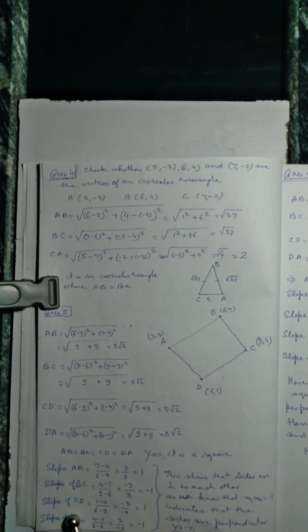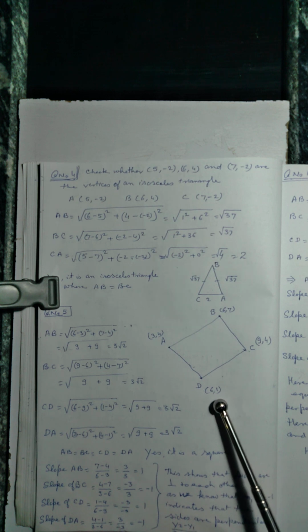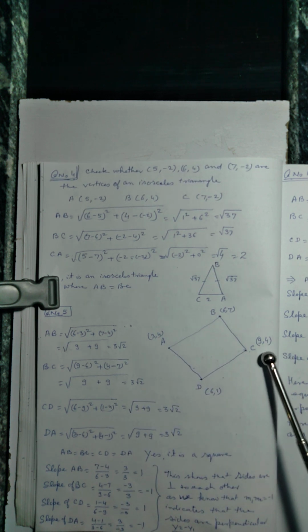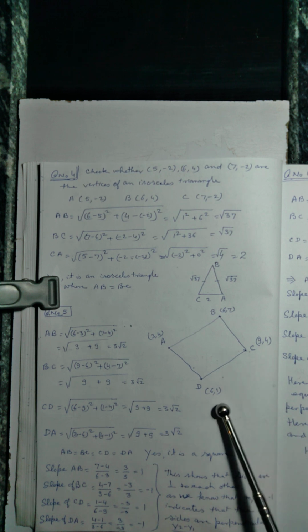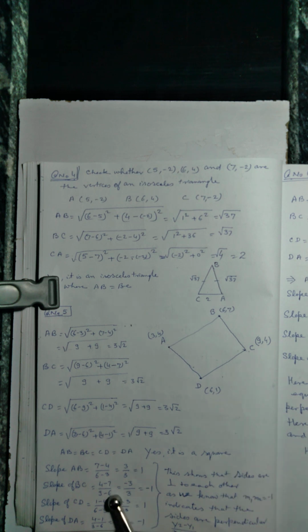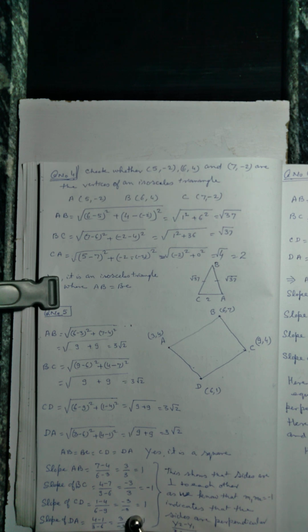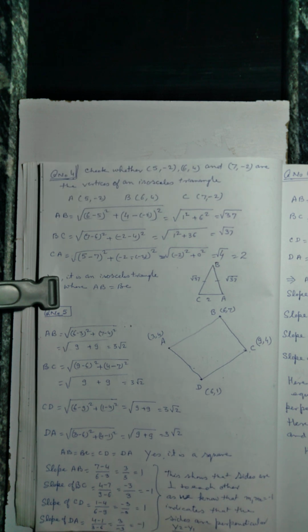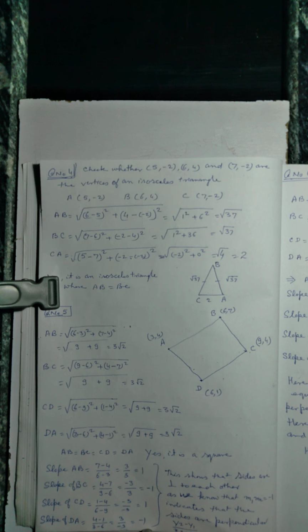Similarly, the slope of CD will be equal to 1 minus 4, means y2 minus y1, that is 1 minus 4 upon x2 minus x1, that is 6 minus 9. That will be equal to minus 3 upon minus 3. So minus minus will be cancelled and 3 will be cancelled, that will be equal to 1. Slope of DA is equal to 4 minus 1 upon 3 minus 6. It will be equal to 3 upon minus 3, that is equal to minus 1.